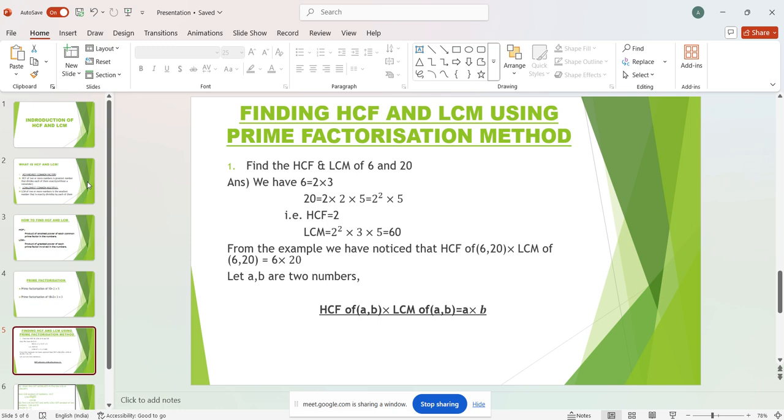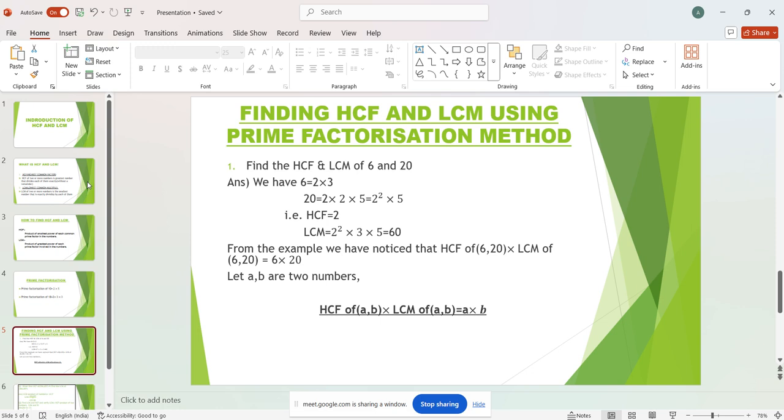One example, the first question: find the HCF and LCM of 6 and 20. The prime factorization of 6 is 2 into 3. Then 20 equals 2 into 2 into 5, that is 2 square into 5.